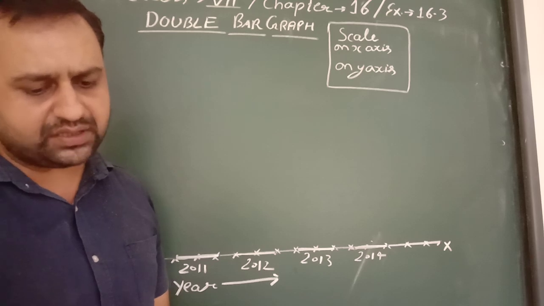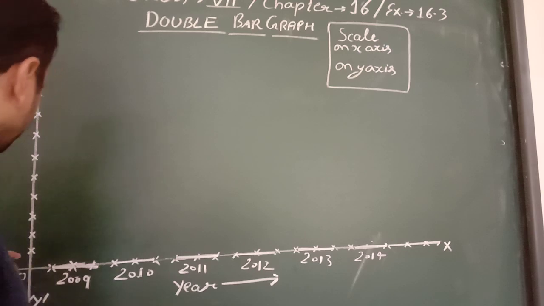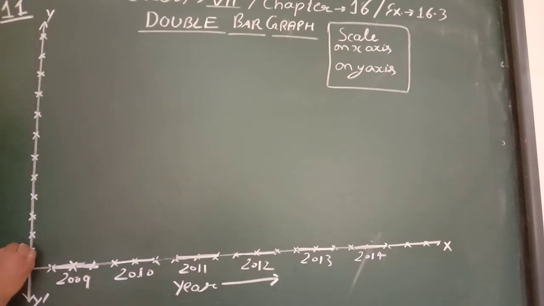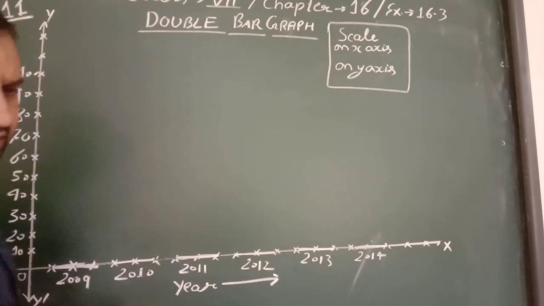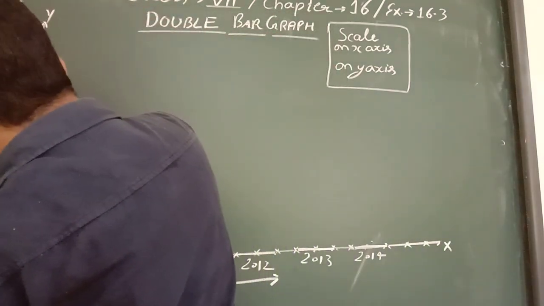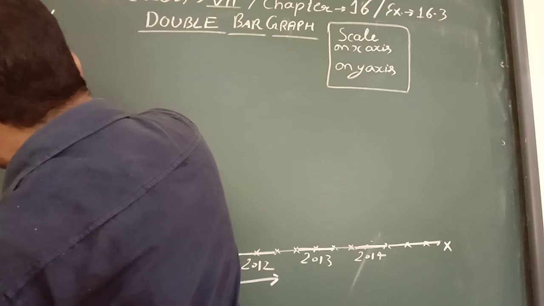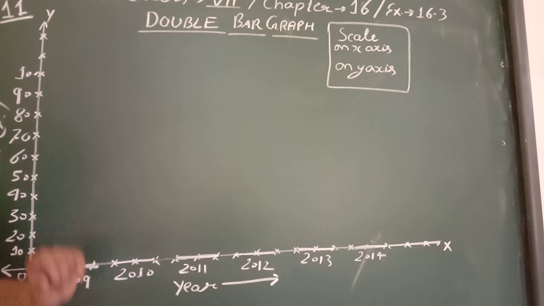On the y-axis we have to draw percentage, and mostly percentage is up to 100%. So the first mark represents 10, 20, 30, 40, 50, 60, 70, 80, 90 and 100, and it is the result in percentage.